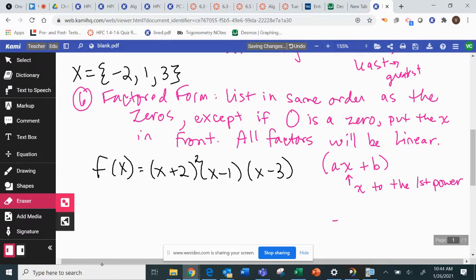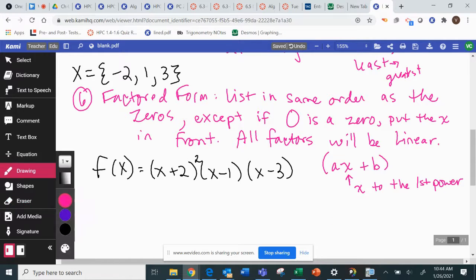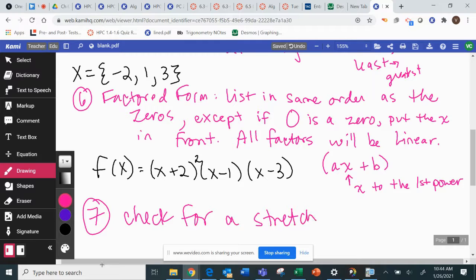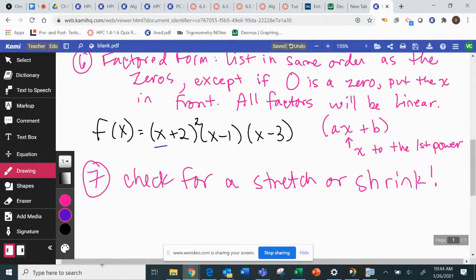Okay, there is one more check that we need to do, and that's what we learned two days ago, sorry, 7. We need to check for a stretch or shrink. So if I multiply together my first terms, I get x, and then that's squared, and then x, which gives me x to the fourth.